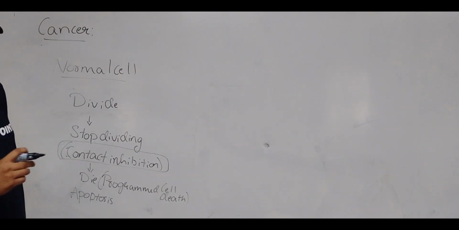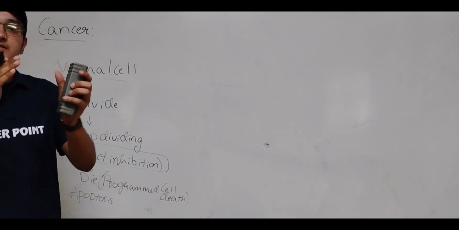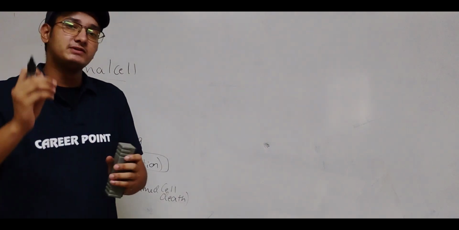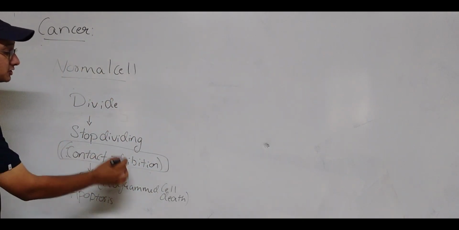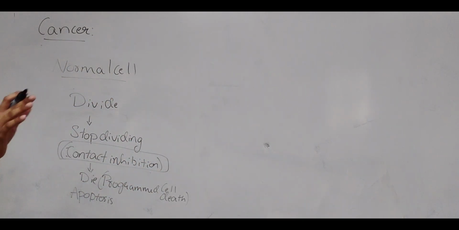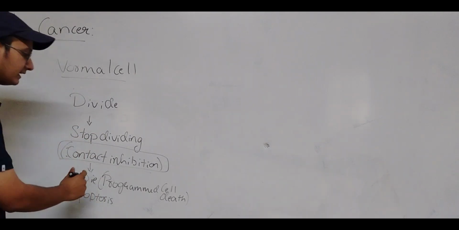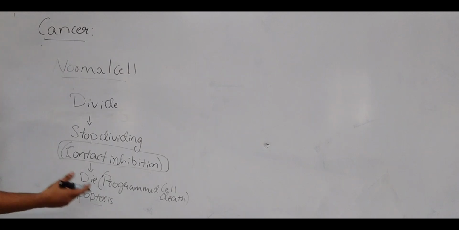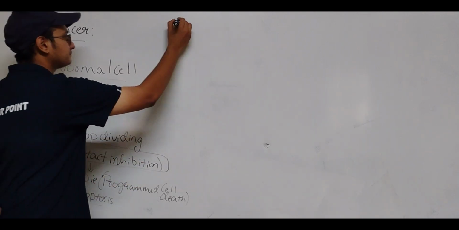Contact inhibition means that when the cells are dividing, at one stage the dividing cells come in contact with the neighboring cells. When they come in contact with the neighboring cells, inhibition of growth and inhibition of division occurs, and this stops the division. And after some time, when the cells get older, they die, and we call it apoptosis, also known as programmed cell death. This is what happens in a normal cell.